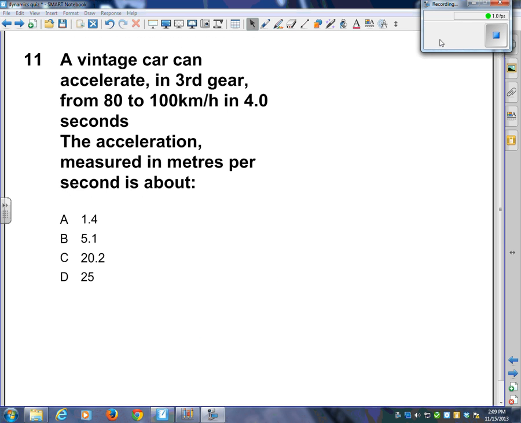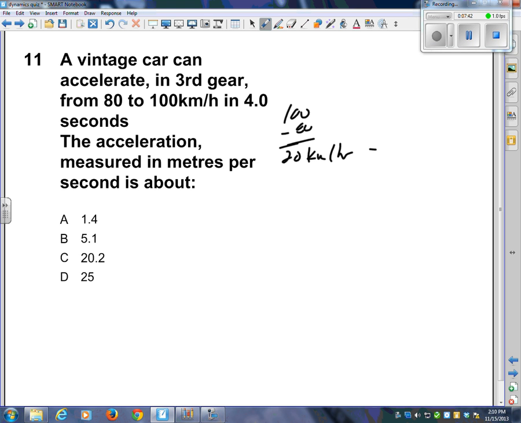Number 11, a vintage car can accelerate in third gear from 80 to 100 kilometers per hour in 4 seconds. The acceleration measured in meters per second squared is about... Well, we're first of all going to have to go 100 minus 80, which is 20. And that's kilometers per hour. And then we're going to have to divide that by 3.6.